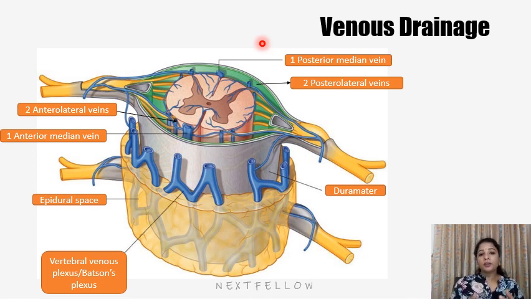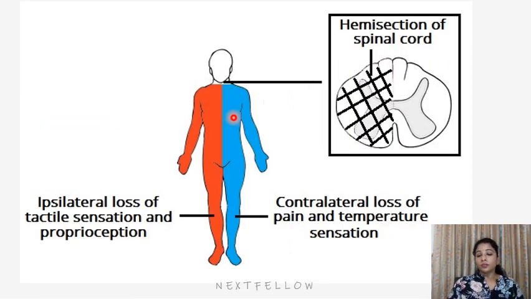So I repeat, the veins drain into radicular veins, radicular veins drain into segmental veins, and segmental veins drain into posterior intercostal veins in the thoracic region, lumbar veins in the lumbar region, and sacral veins. So any cancer cells, suppose in the mammary gland, can reach the vertebral venous plexus via the posterior intercostal veins and spread into the spinal cord. So that is about the venous drainage of the spinal cord. That was about the blood supply, and next we shall continue with the clinical aspects.